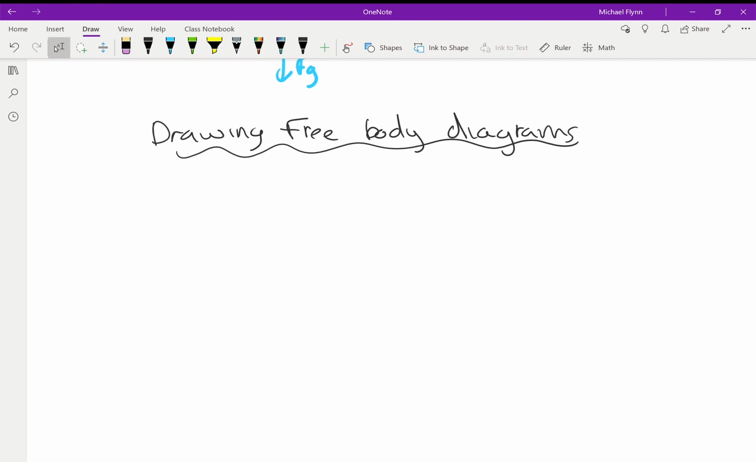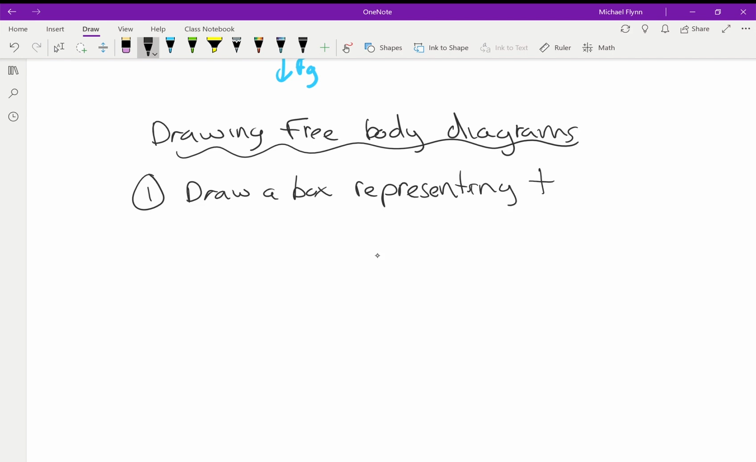Pretty simple. One, you draw a box that represents the object. I know Kira was telling me how nice my handwriting was and how beautiful my diagrams are. That may be true, but you don't have to be a great artist like me to draw a free body diagram. You just have to be able to draw a box, okay? This box represents the object in question, okay?